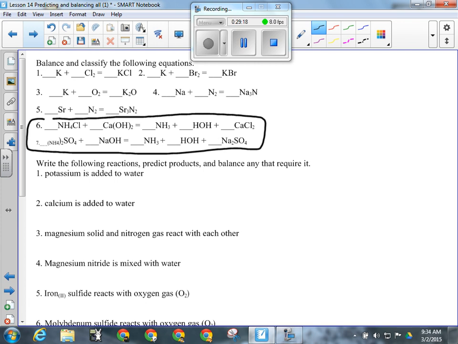Because in this one, remember I said sometimes a polyatomic ion breaks down. Like NH4, it splits in this reaction. Sometimes that happens. These ones are pretty complex in terms of balancing. So you don't necessarily have to do them, but if you want a challenge, feel free.